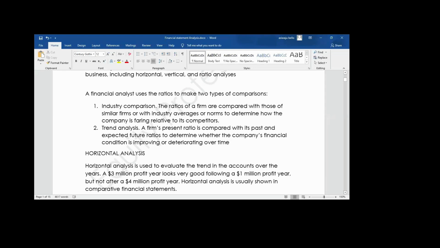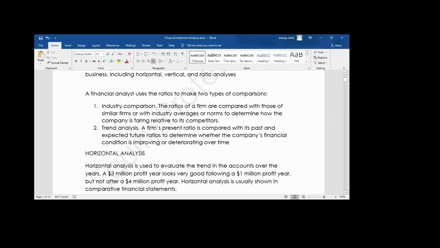You are trying to look at the trend in the accounts between the first year and the second year. For example, I can do trend. I can do the profit achieved in 2020 compared to the profit achieved in 2021, compared to the profit achieved in 2022, compared to the profit achieved in 2023. What am I comparing now? I'm looking at the trend. That is horizontal analysis of the financial statement.